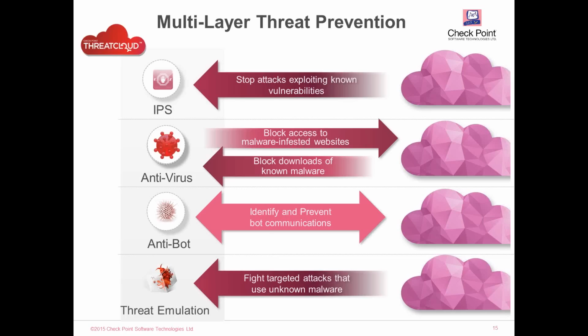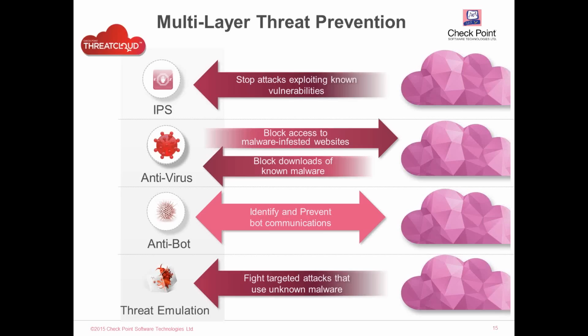Next we have Anti-Bot, and Anti-Bot is there really for resources where, let's say, we haven't seen this virus or this malware before. What we can do with Anti-Bot is look at the network traffic, the communications in and out of the machines in your network. We can look at the patterns, the behavior of the devices, and based on the way that they're acting, we can understand whether that is malicious activity and prevent that type of communication.